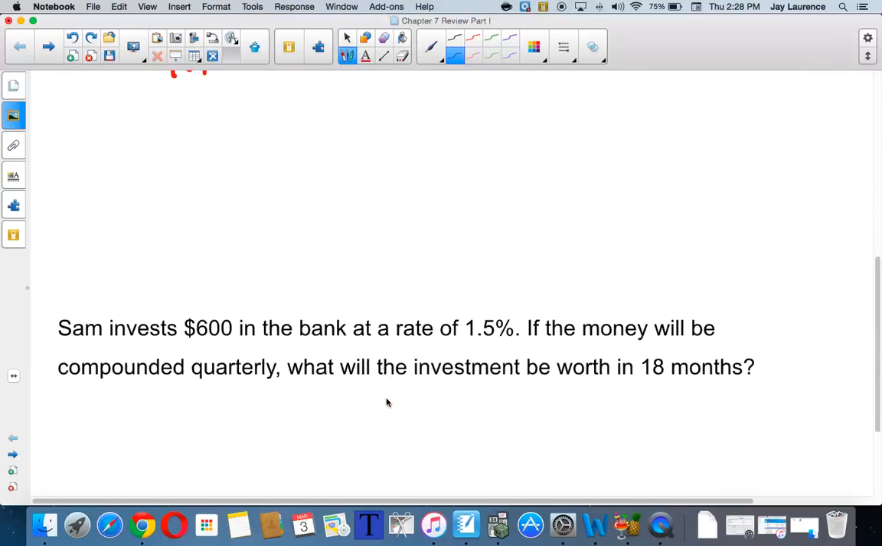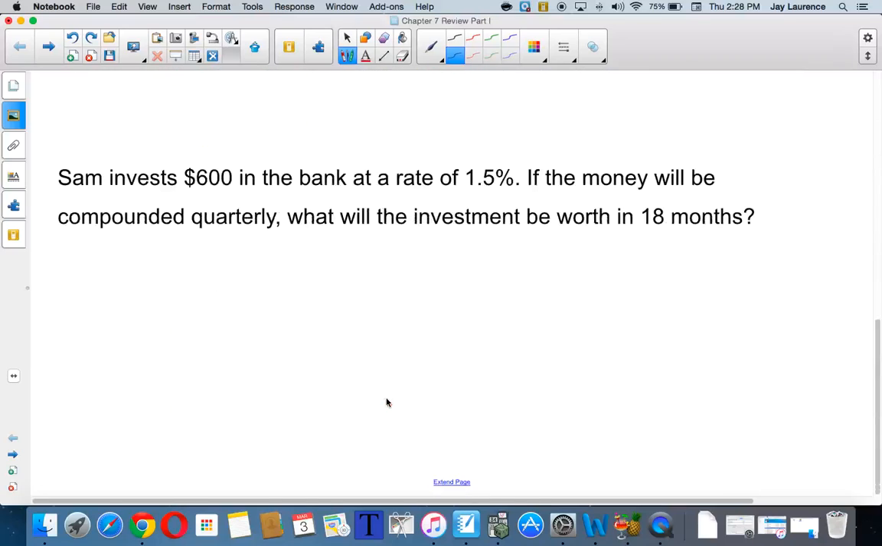All right, here's another problem. Sam invests $600 in the bank at a rate of 1.5% interest. If the money will be compounded quarterly, what will the investment be worth in 18 months? Now, one thing I might do right away, go ahead, pause the video, you try it. All right, here I come.